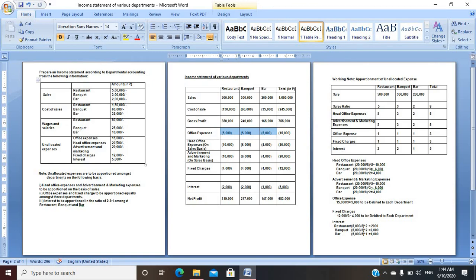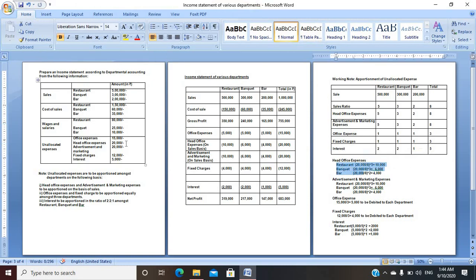The amount is 20,000, right? So the head office expenses ratio is mentioned as 5 by 3 by 2. So it is divided among the sales ratio, 5, 3, 2. What is the total? 8. So head office expenses I just mentioned here. What are the restaurant, banquet and bar? 20,000 is the amount which you can see easily here.